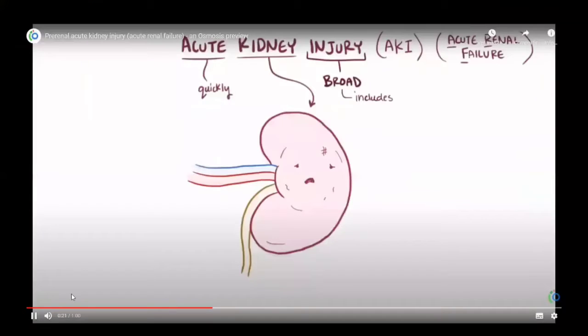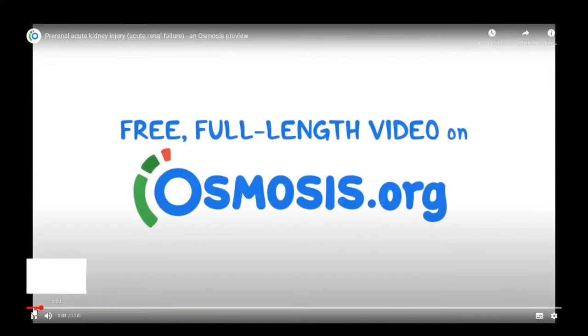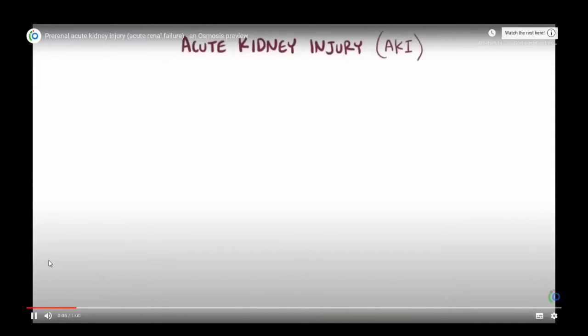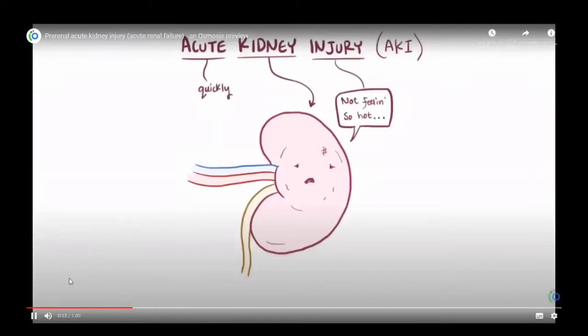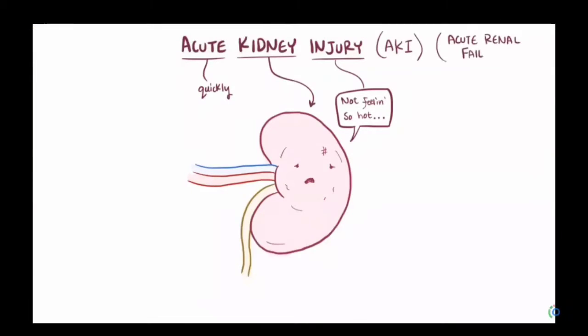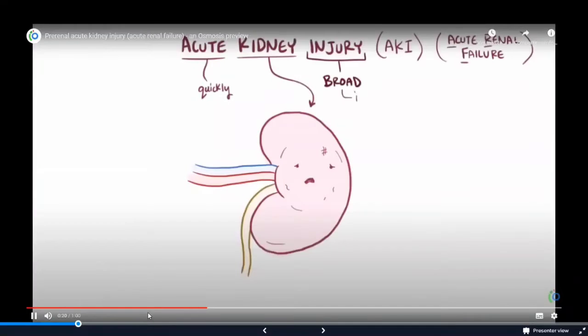That also includes subtle decrease in kidney function. Acute kidney injury, or AKI, is when the kidney is not functioning at 100%. That decrease in function usually develops relatively quickly, typically over the course of a few days. Actually, AKI used to be known as acute renal failure, or ARF, but AKI is a broader term that also includes subtle decreases in kidney function.